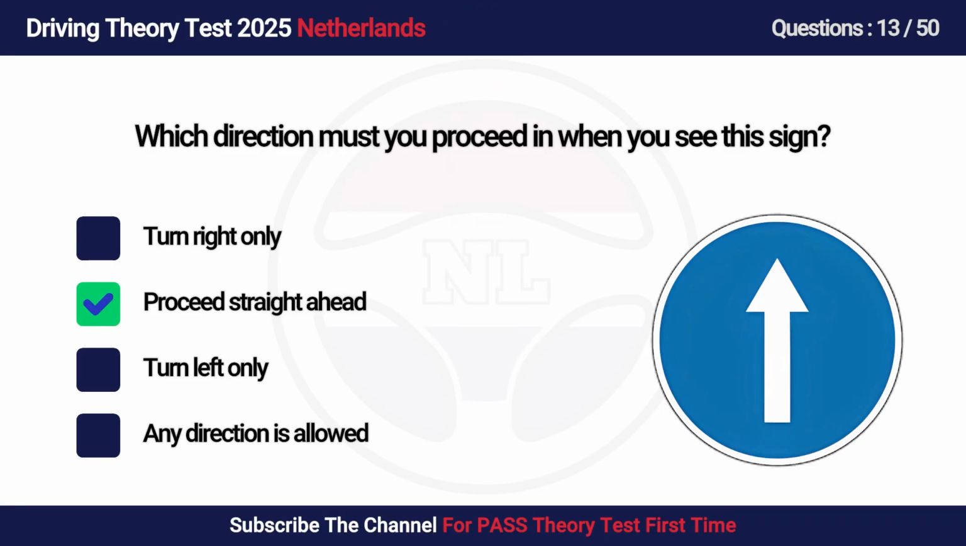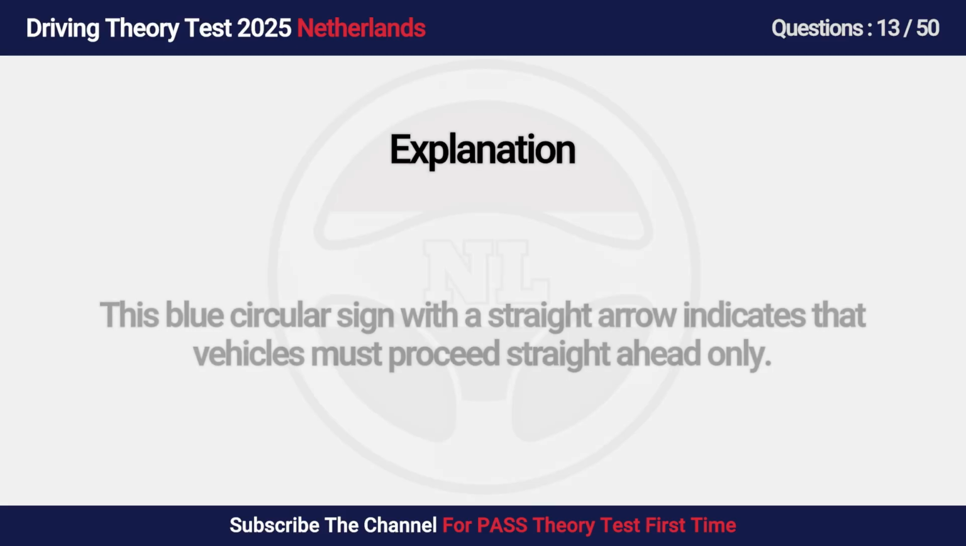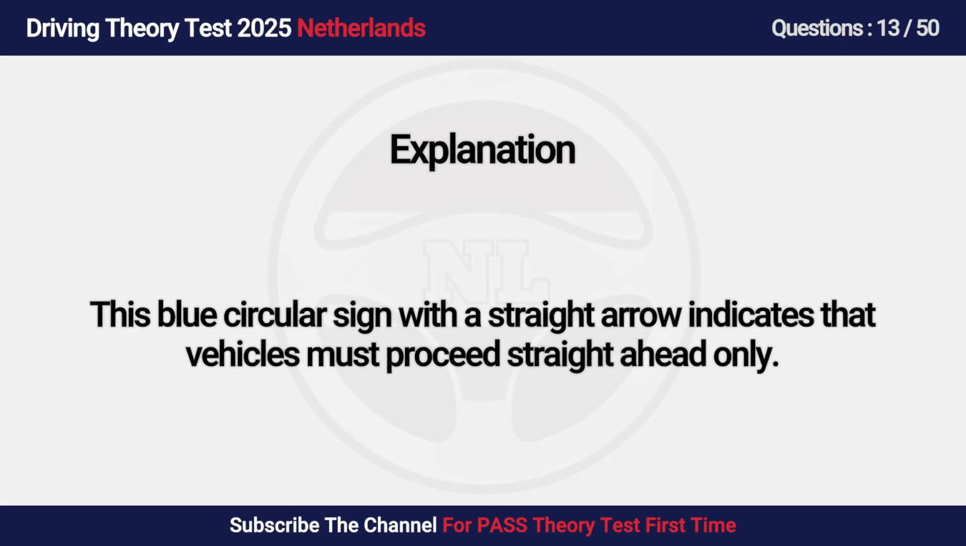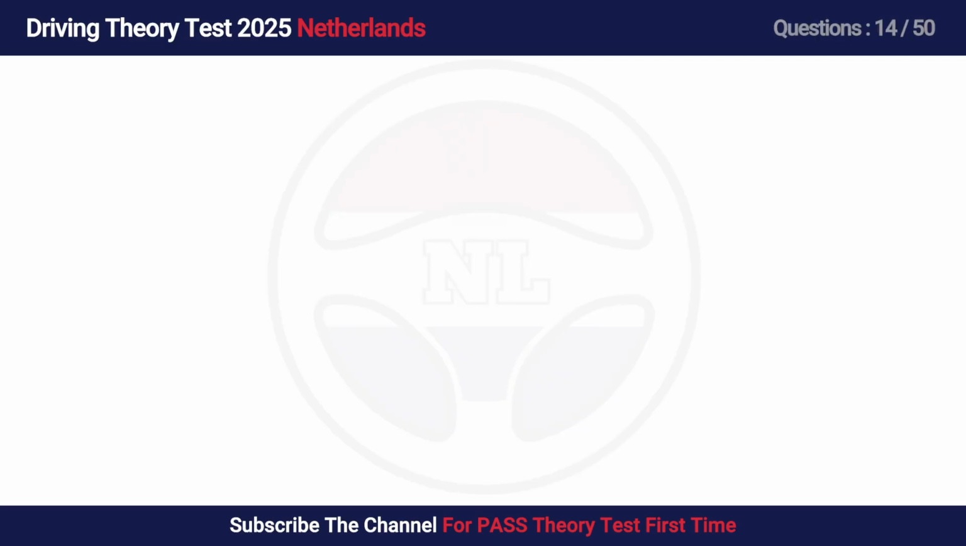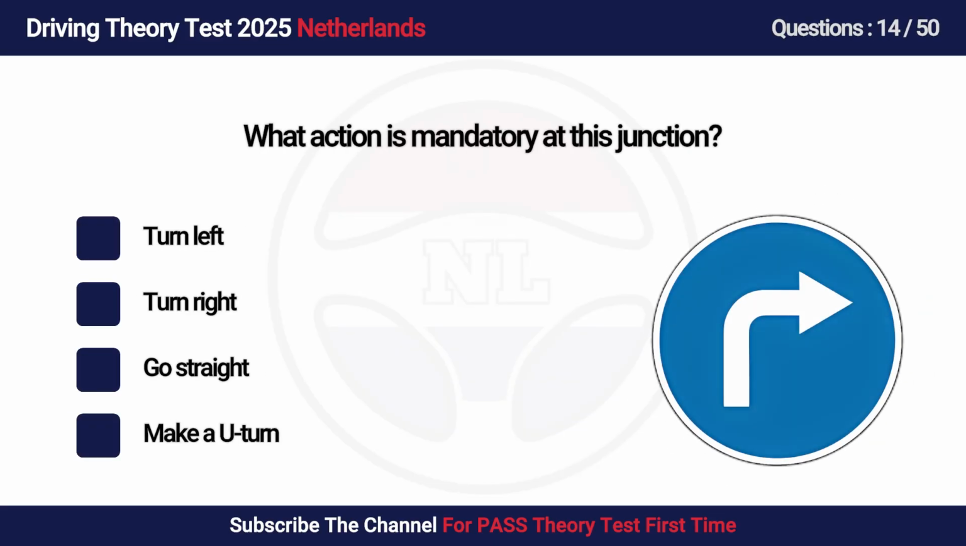Answer is B. Proceed straight ahead. This blue circular sign with a straight arrow indicates that vehicles must proceed straight ahead only. Question 14. What action is mandatory at this junction?